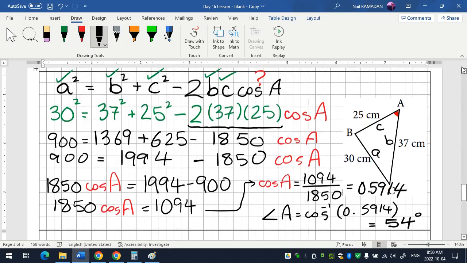This is the toughest question in cosine law. Look how long it is. I know, too long, but you know what? That's the hardest it could get.